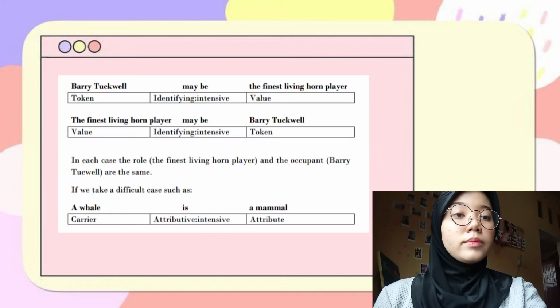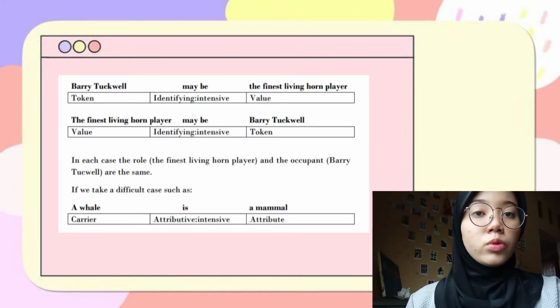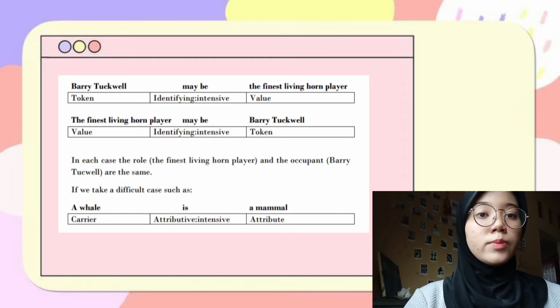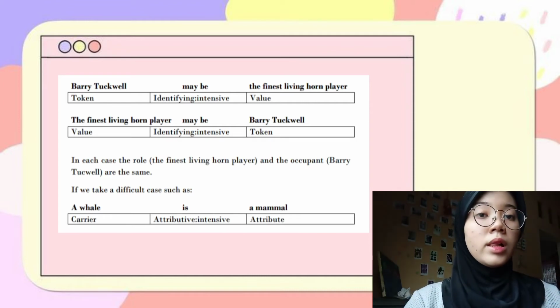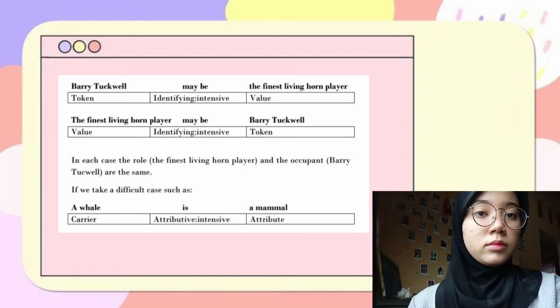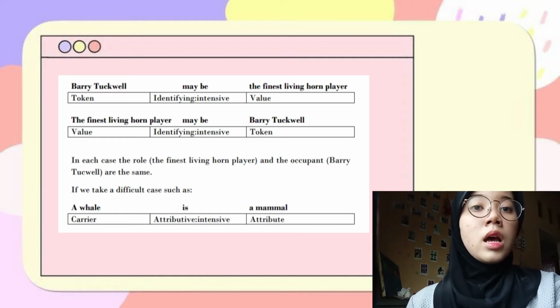For example, Barry Tuckwell is a token, may be identifying intensive, the finest living horn player is value. And next, the finest living horn player is value, may be identifying intensive, and Barry Tuckwell is a token. In each case, the role, the finest living horn player, and the occupant, Barry Tuckwell, are the same.